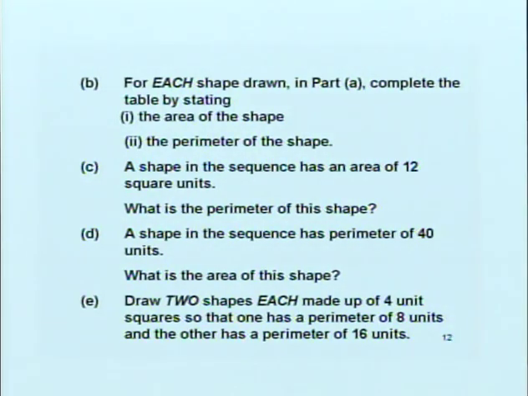Part D. A shape in the sequence has a perimeter of 40 units. What is the area of this shape? Part E. Draw 2 shapes, each made up of 4 unit squares, so that one has a perimeter of 8 units and the other has a perimeter of 16 units.